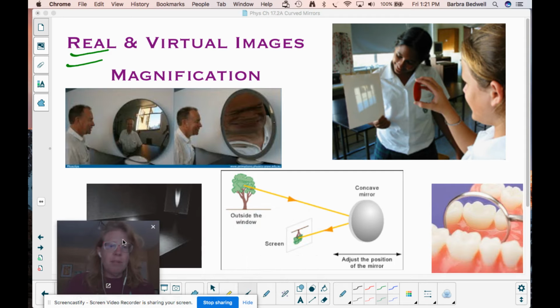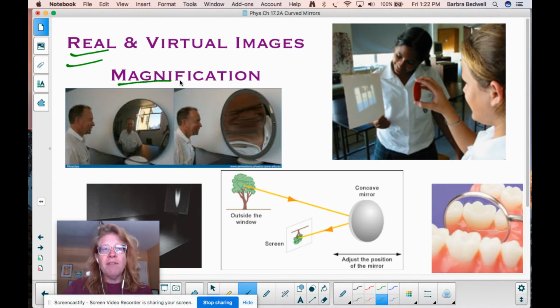Not all images are real. Some of them are virtual. Like these images in here are virtual images. Those are images that exist in the mirror themselves. But when you're bouncing it off and collecting it on a screen, we would call that a real image. Same thing right here, by the way, we've got another virtual image in here. This is a dental mirror. So I want to mention this other thing. Real versus virtual, important terms.